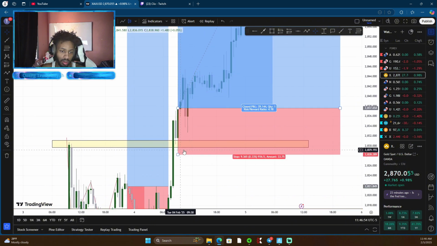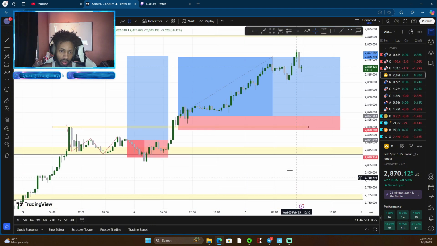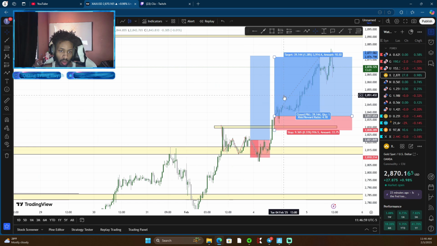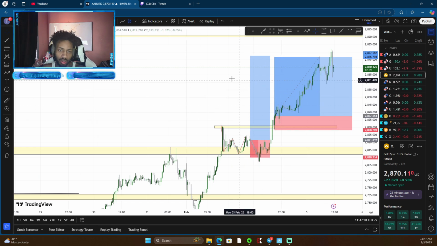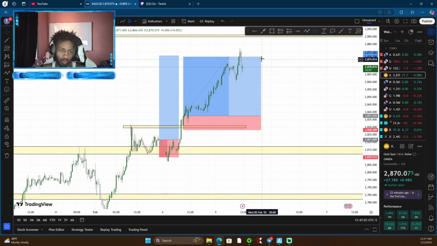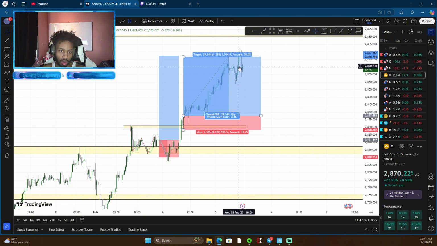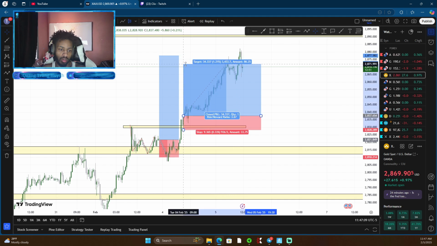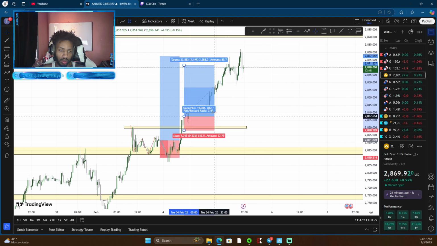That was the entry, and I basically just targeted a 1-to-1 for TP1, 1-to-2 for TP2, and so on and so forth. Price ended up running all the way up here. I went to sleep overnight, and when I woke up for New York session, I ended up closing this trade somewhere up here. But we did overall run for a 1-to-4, right? That was this trade breakdown.